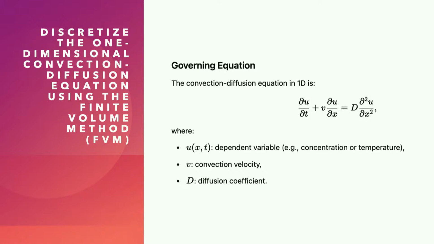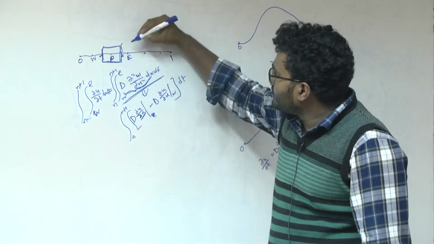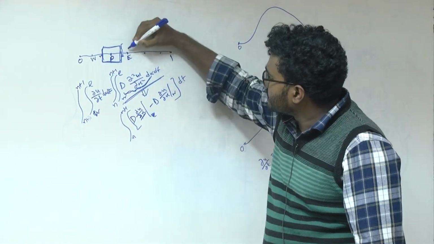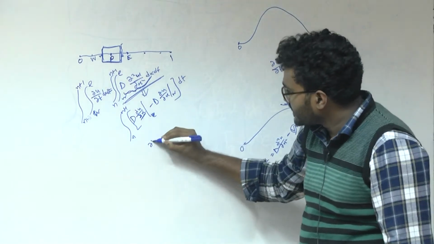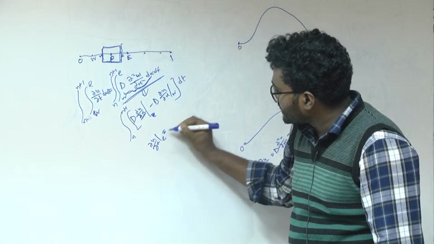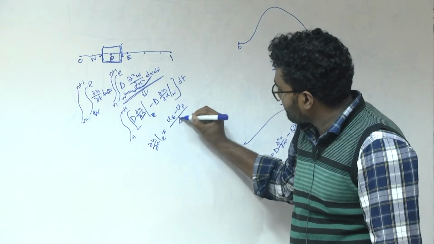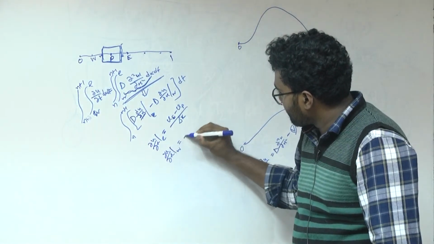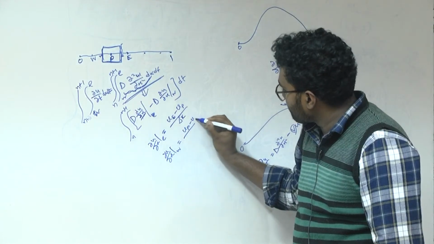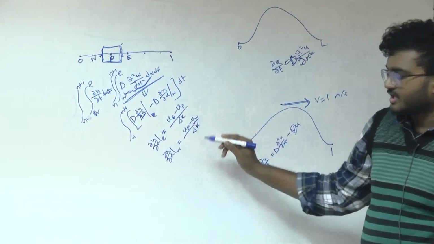And in the second problem, that is the convection diffusion problem, so the governing equation, we are calculating like this. We know the solution at these points because these are the grid points. So del u by del x at e, we can write it like this, by using central difference. So that is written in the code.